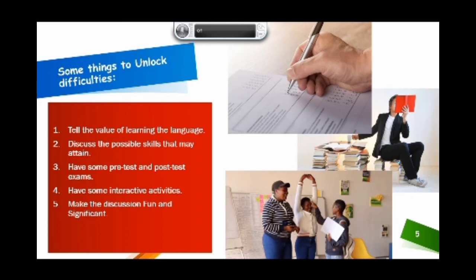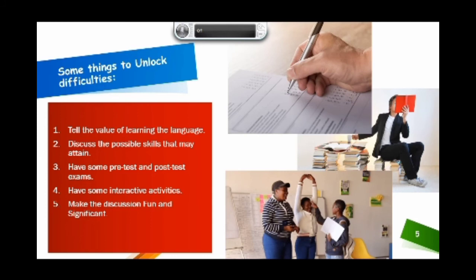Third, in order to define if the students really know the previous topic that you've discussed, you need to have a pretest and a post-test exam in order to see or document the improvements of the students based on assessing them or having an exam. The fourth one is to have some interactive activities. Here, you need to have some charades, some associations, in order for the activity not to be boring, for them to not just learn but also be entertained. So make the discussion fun and significant.